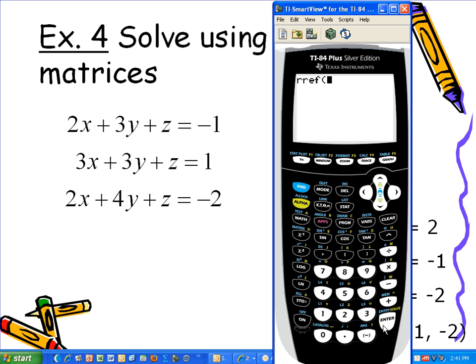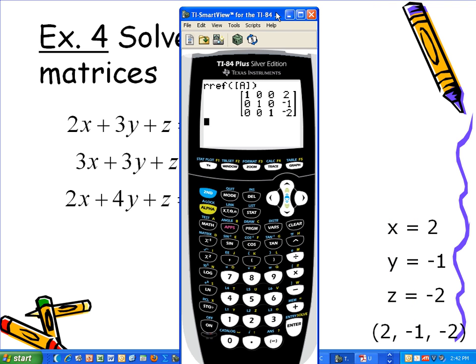Now I've got to input matrix A. I've got to call it matrix A. So I want to do RREF on matrix A, close the parentheses, and hit enter. Now look what it did. This is important: it gave me back a matrix that represents all of the answers.